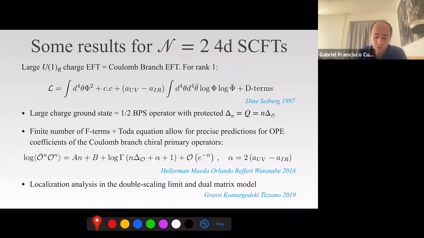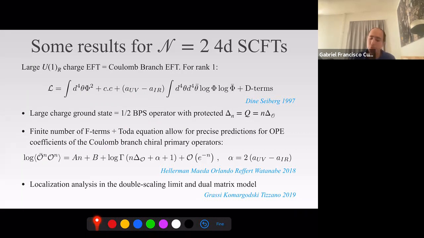N=2 four-dimensional superconformal field theories. In this case, operators with large U(1)_R charge can be described by some Coulomb branch effective field theory. And the nice thing, okay, I don't want to go too much into detail in the effective field theory, the nice point is that it has only two F terms, meaning only two terms whose coefficient is protected. One is the Wess-Zumino term, and one is the kinetic term. And these are the only operators which contribute to a certain class of observables. So the energy of the ground state is protected by supersymmetry, so it's a boring quantity. But OPE coefficients of Coulomb branch operators are not boring and can be computed in a large charge expansion.